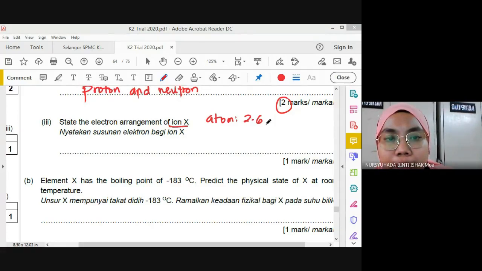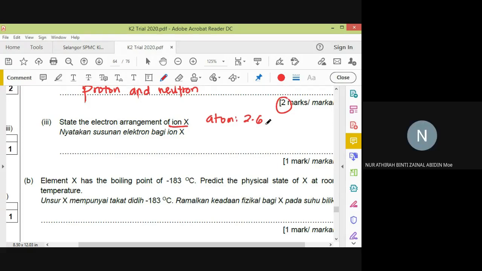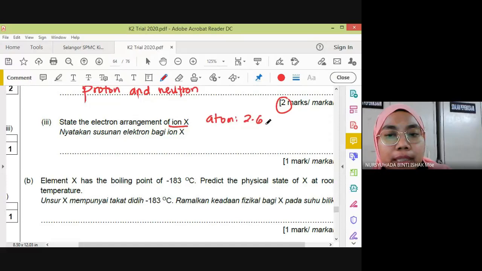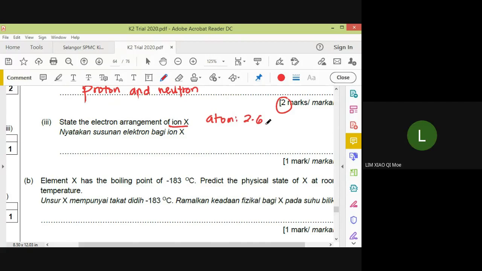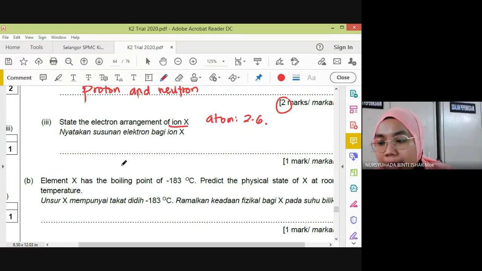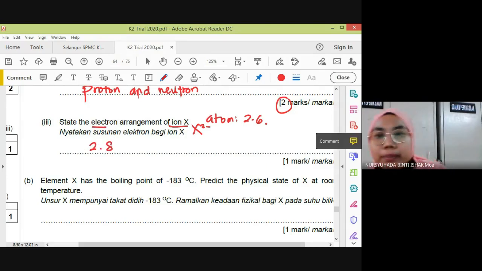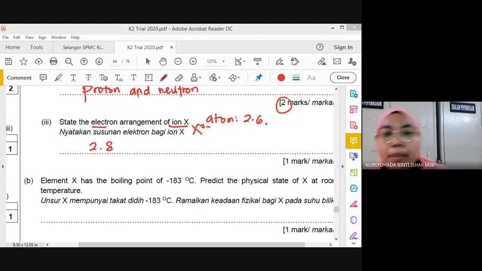2.6. So 2.6 ni is atom. How to make it become ion? Ion ni menyebabkan this atom stable. So kena buat apa? Release ke receive electron kalau nak bagi dia stable? Receive. Receive how many electrons? 2. Kalau receive, what charge? Negative. Very good. So charge ni adalah X minus kan? Lepas tu dia minta electron arrangement, 2.8.